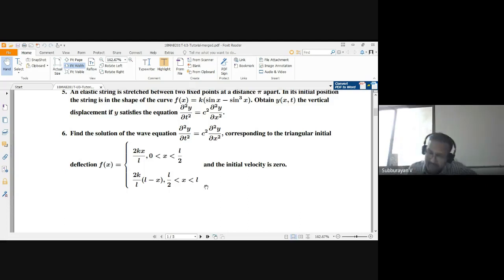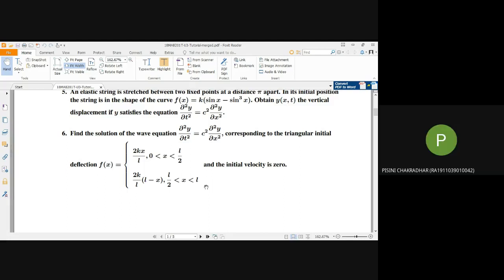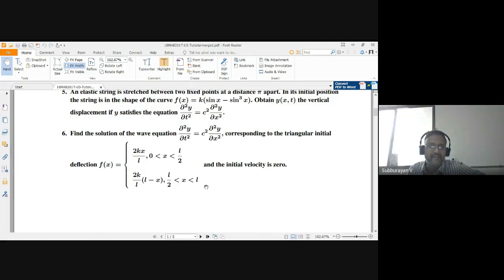Then when we apply the third condition, what will you get? Capital D equal to 0. Very good. Fine. And when we apply the fourth condition, what will you get? You will be facing a problem.